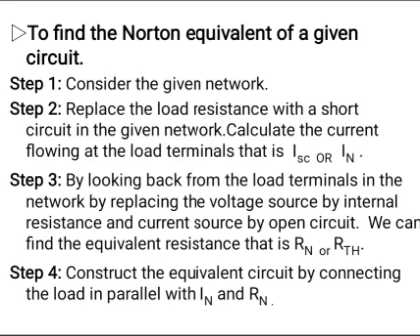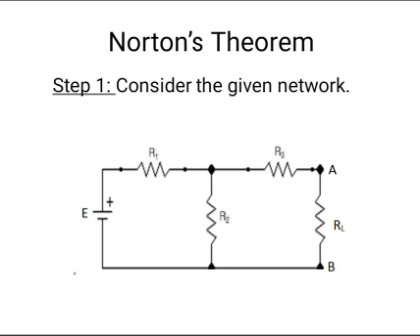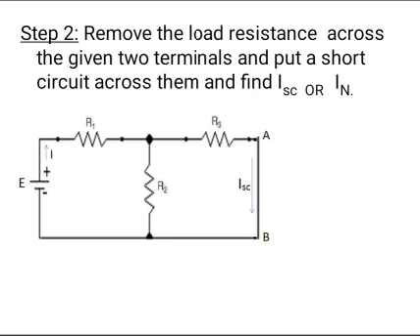Step 4, construct the equivalent circuit by connecting the load in parallel with IN and RN. That means Norton's current and Norton's resistance. Now the example. Step 1, consider the given network. Step 2, remove the load resistance across the given two terminals and put a short circuit across them and find the IN or ISC, that means Norton's current.